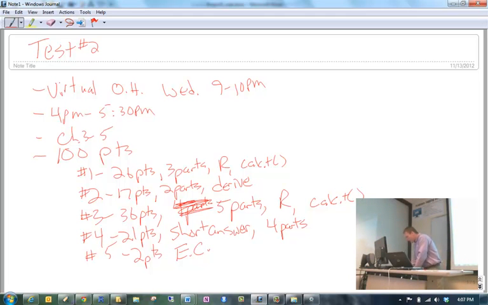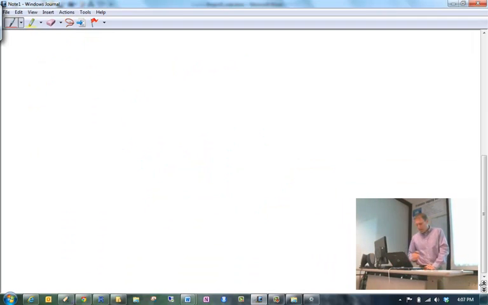But it corresponds to something that was mentioned during class. So, anyway, that's the general layout for the exam.